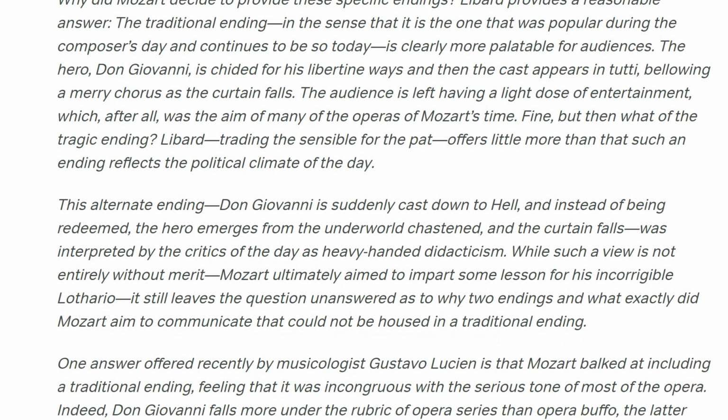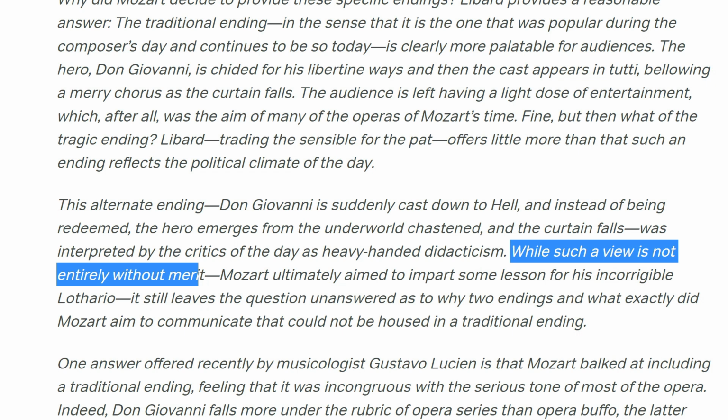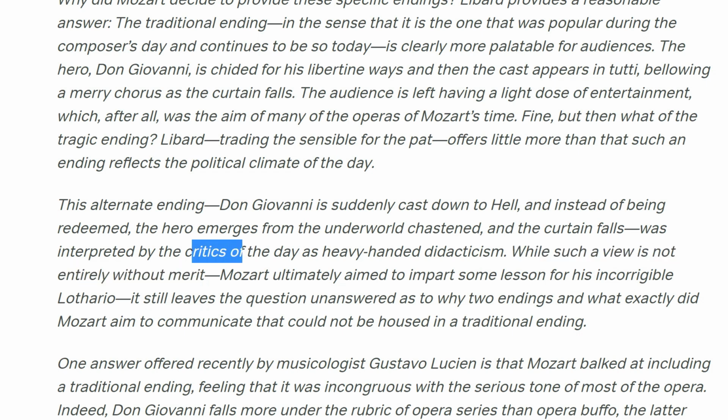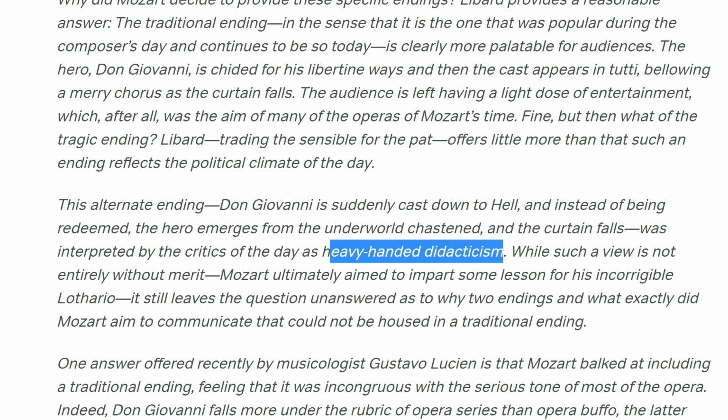Quite an interesting word there. It means to teach people a lesson. While such a view is not entirely without merit. Okay, now it's getting complicated. I have to slow down here. So this view is from the critics, and they're saying it's too heavy-handed didacticism. So this sad ending is a bit too heavy.